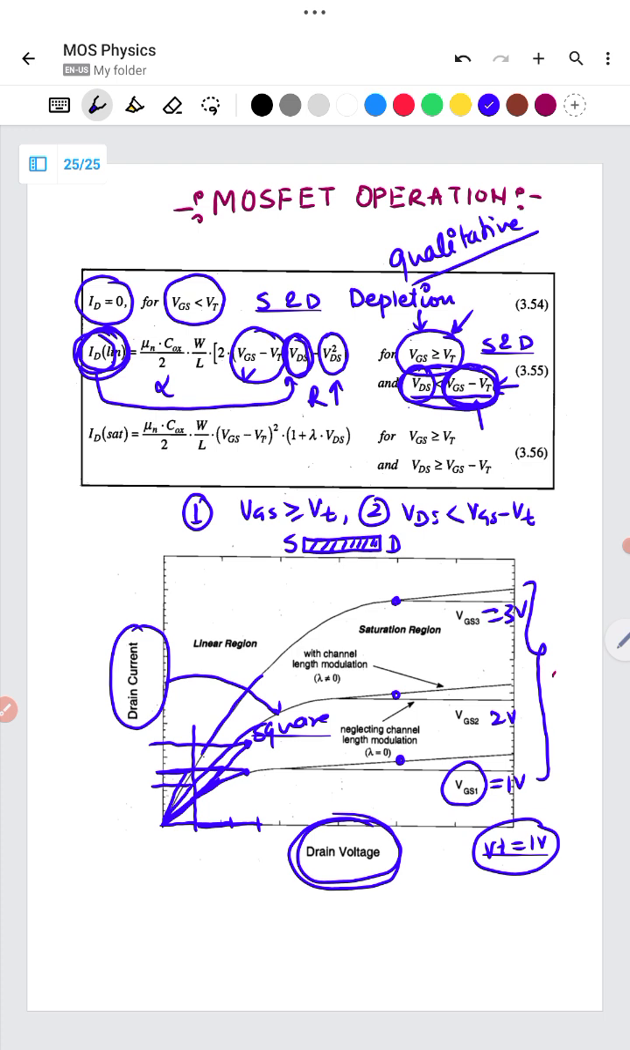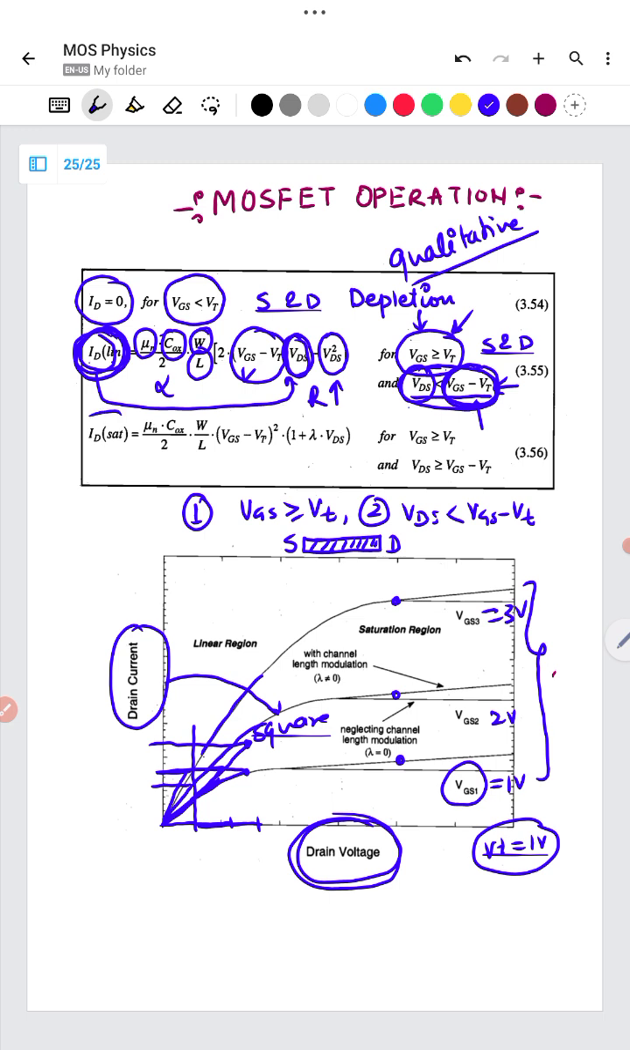So this is how we can qualitatively understand, and we definitely know that the current would be proportional to mu n, the current would be proportional to C, the current would be proportional to W, and the current would be anti-proportional to L, because if L will increase, the resistance of the channel will increase. Okay, so this is how you can understand qualitatively.